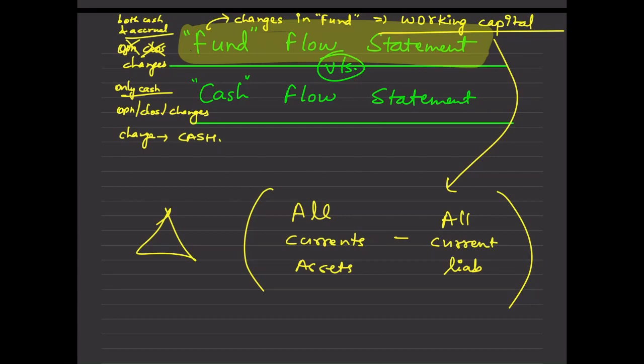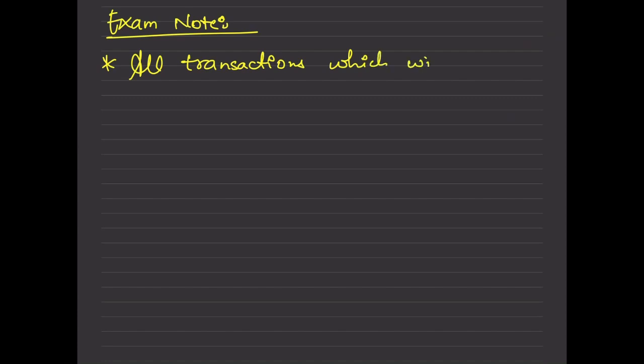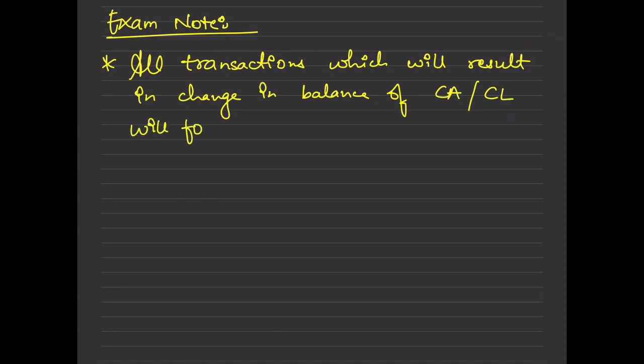It does not focus on cash because the cash flow statement is already looking into it, but we are focusing on the funds, how much funds we have, right? It may be in the form of cash, it may be in the form of other assets. So, exam note: all transactions which will result in a change in the balance of current asset or current liability will form part of the fund flow statement.